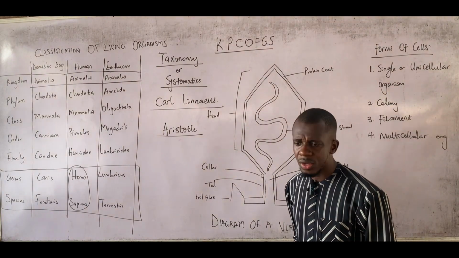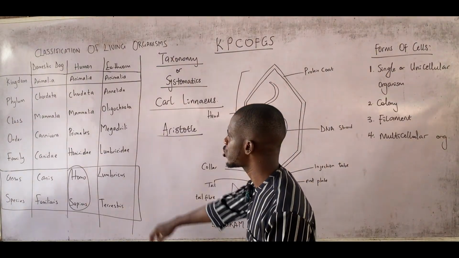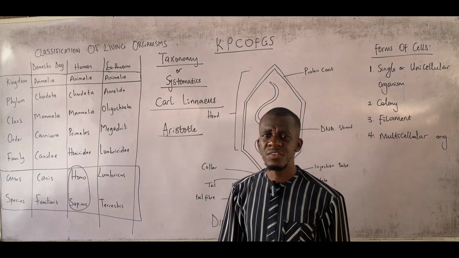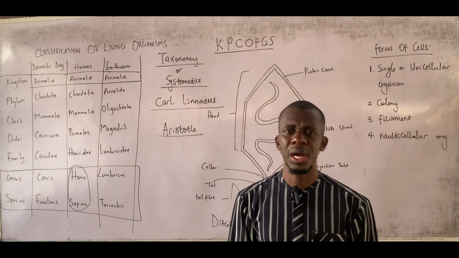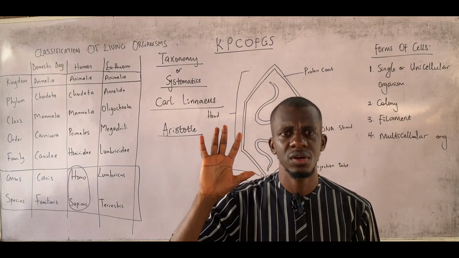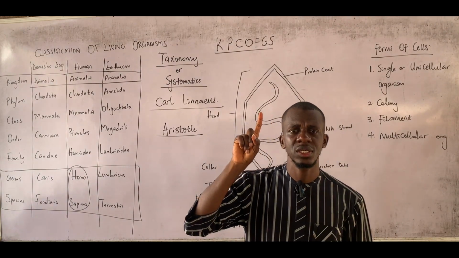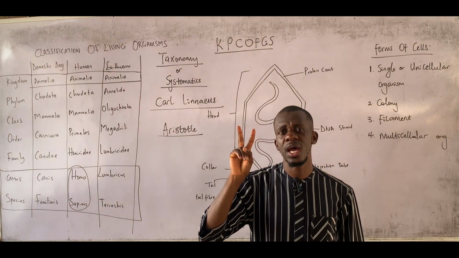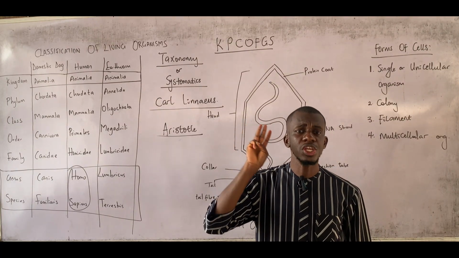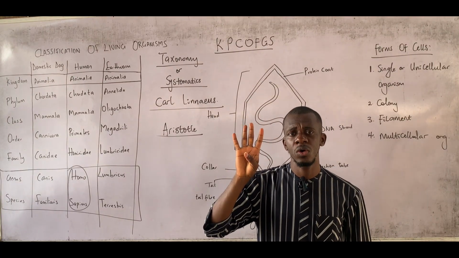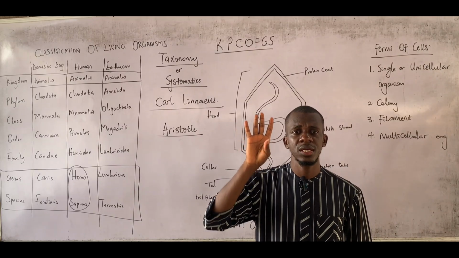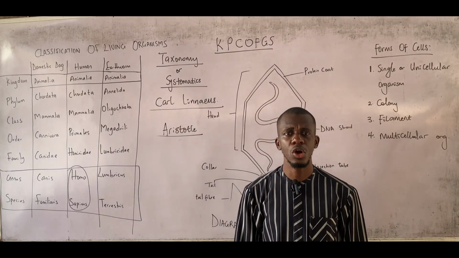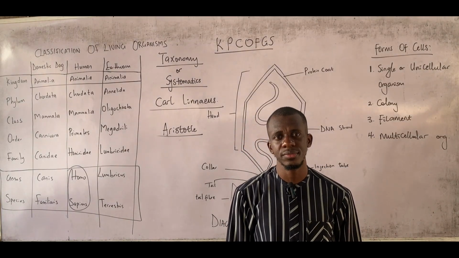Excellent. Now, talking about the hierarchy of classification, there are 5 main kingdoms in biology. 5. All right. 1. The Kingdom Monera. 2. The Kingdom Protista. 3. The Kingdom Fungi. 4. The Kingdom Plantae. And 5. The Kingdom Animalia.